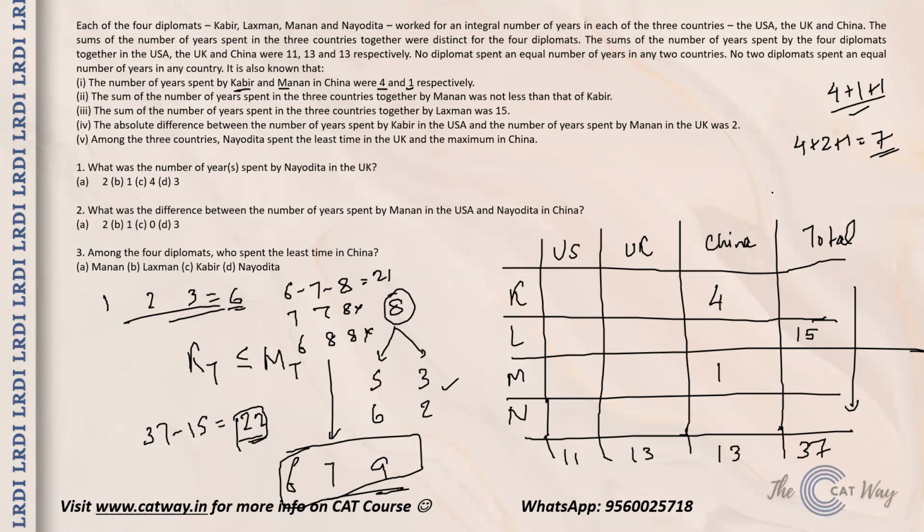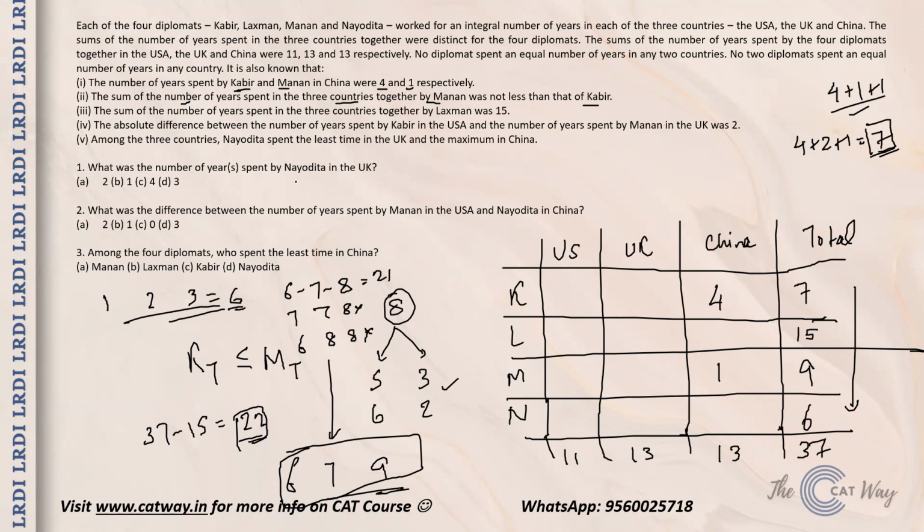ठीक है, अच्छा, now you see, for Kabir, second point you read that together in 3 countries Manan was not less than that of Kabir. ठीक है, Manan was not less than that of Kabir. So if Kabir is 7, minimum 7, and Manan cannot be less than him, so Manan has only possibility of going to 9, and that means Nayodita will have 6 countries. That is certain. ठीक है, चलो, now let's see what is left.